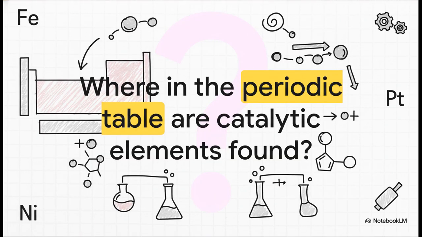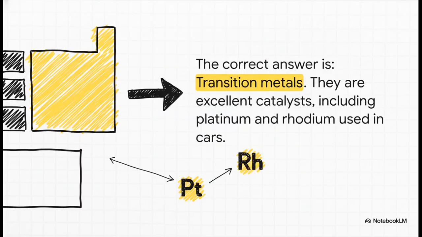Okay, we're on the home stretch, the very last mark. This one is a bit of a general knowledge question about the periodic table. We know catalysts are special, so which group of elements are they famous for being in? Have a quick think about it. If you said transition metals, you are absolutely right. That's a classic property of that whole middle block of the periodic table. Think of elements like platinum, rhodium. They're amazing at being catalysts.